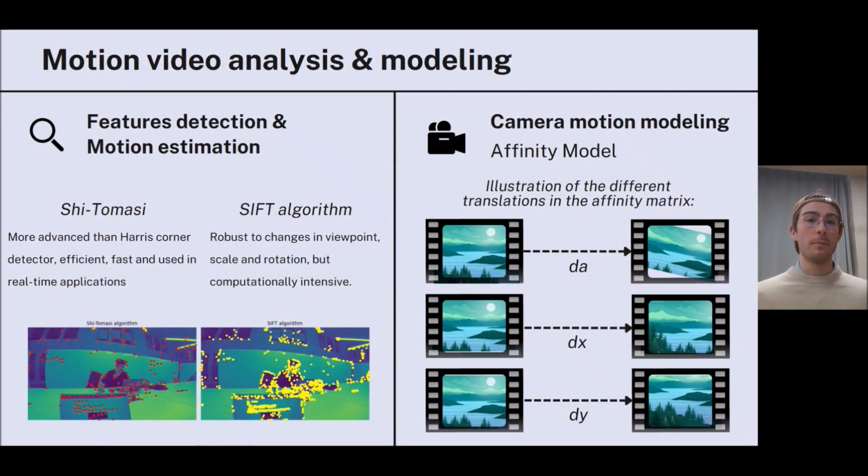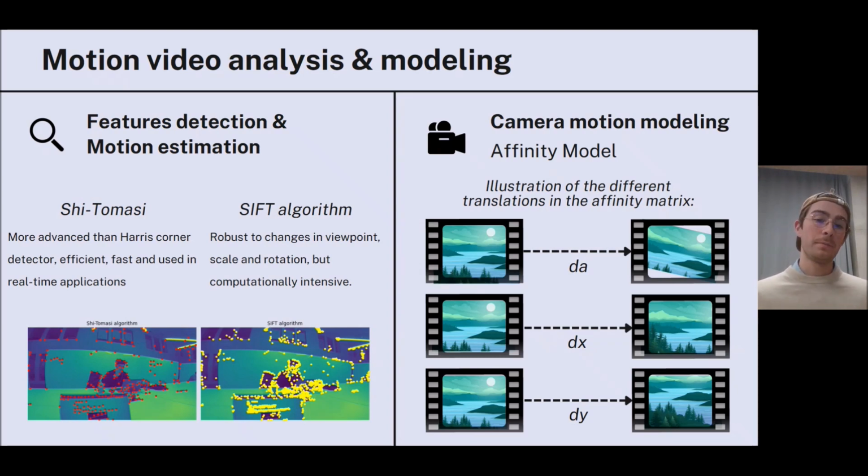Okay, so to start with motion video analysis and modeling, this part is mainly composed of 2 steps, feature detection and motion estimation, and camera motion modeling. For the feature detection and motion estimation part, our aim was to compute the optical flow from one frame to another based on the frame key points. And to detect and compute these key points and the features that they include, we tried 2 different approaches.